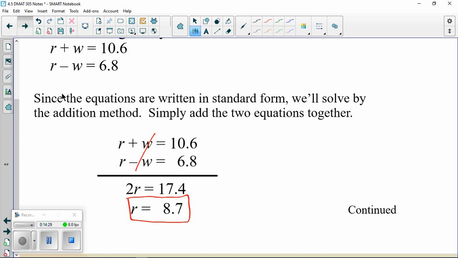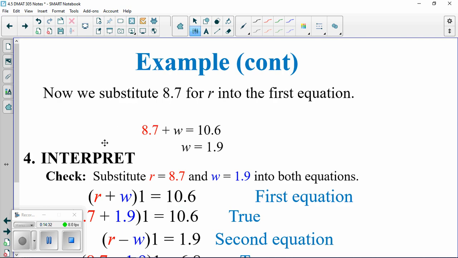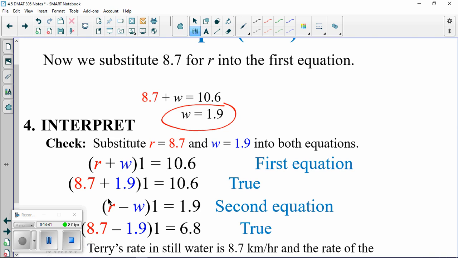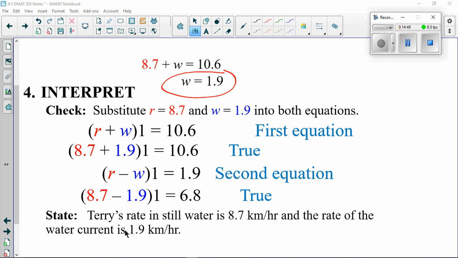Now I know if I plug that back in, 8.7 plus W, and then subtract, I find out that W is 1.9. And if you were to plug it back in, you would see that it is true. So the interpretation is Terry's rate in still water. His speed in still water is 8.7 kilometers per hour, and the rate of the water current is 1.9 kilometers per hour. So this would be interpreting your work.